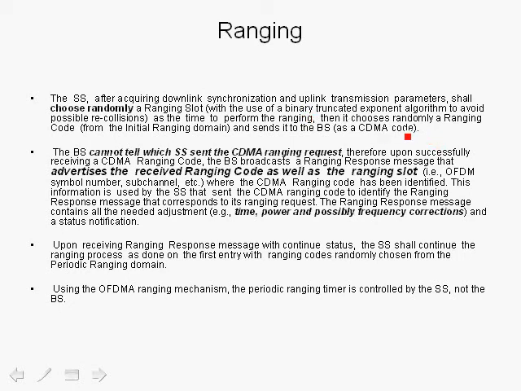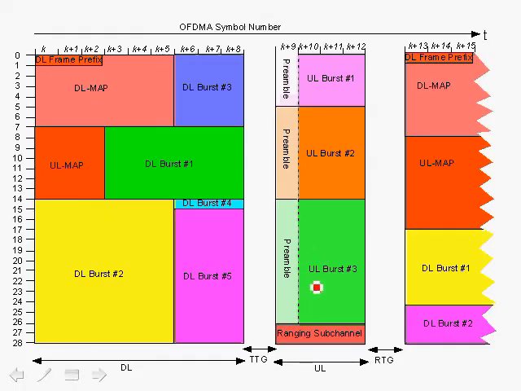it chooses randomly a ranging code from the initial ranging domain and sends it to the base station as a CDMA code. So for 16a, this is, for example, going to be 48. For 16e, it's 256 from among 256 possible codes. So again, to summarize here, it's going to choose a random ranging slot, and it is going to choose a random code, CDMA code in this case, and it is going to then send that back to the base station within the data ranges specified during the decoding of the uplink map, this region here.